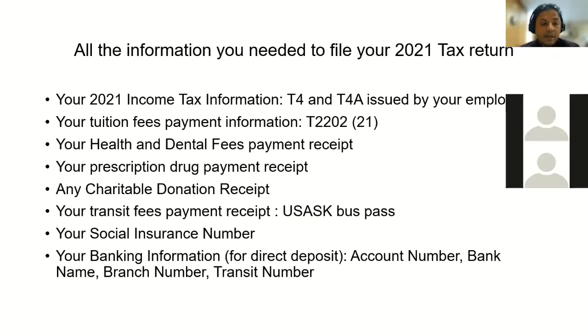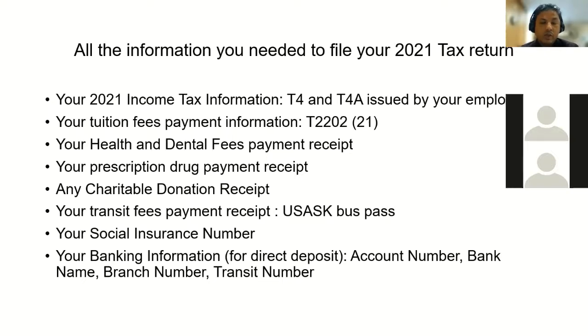And then I think we can claim our prescription drug payment. As we know, at the university, if we have the university health plan, we pay only 20% of the prescription drug, and 80% is covered by our insurance. But during our tax return, we can still claim that 20% we paid from our pocket.